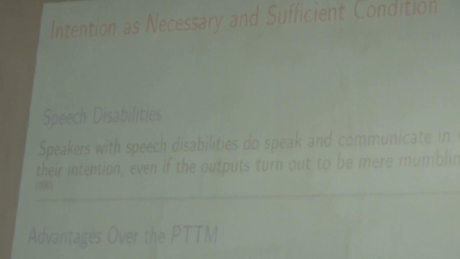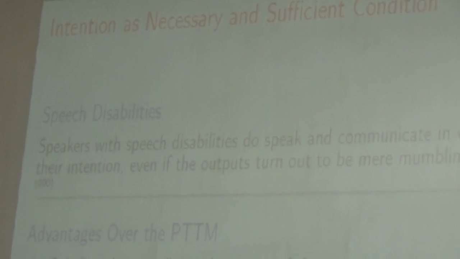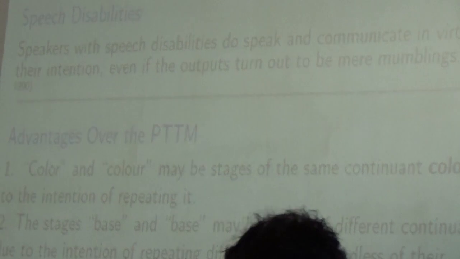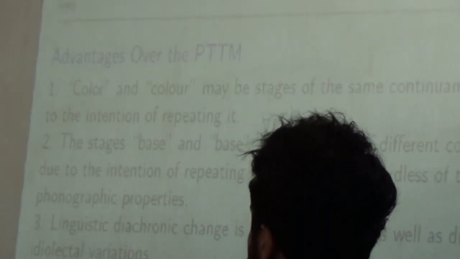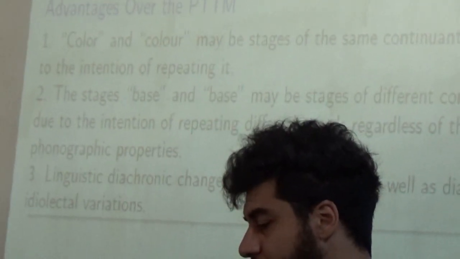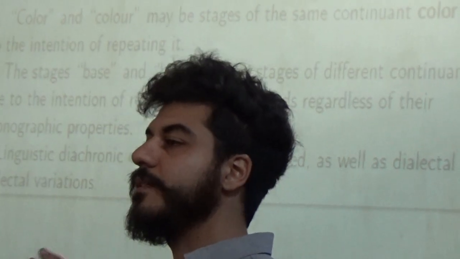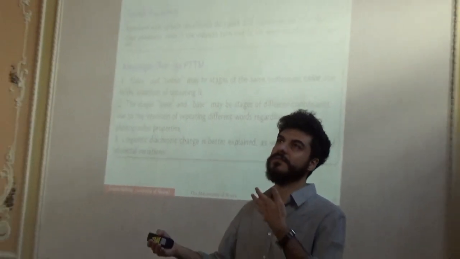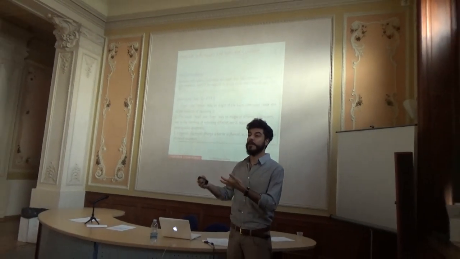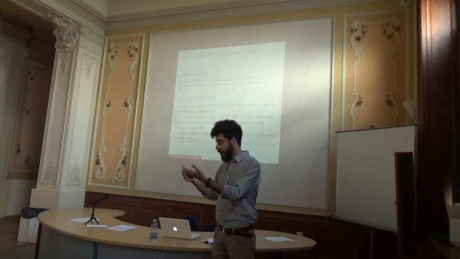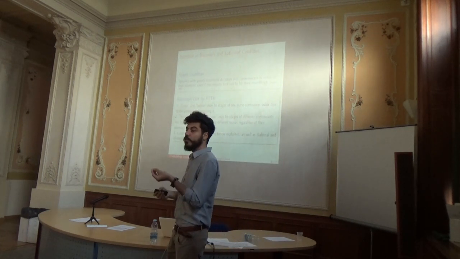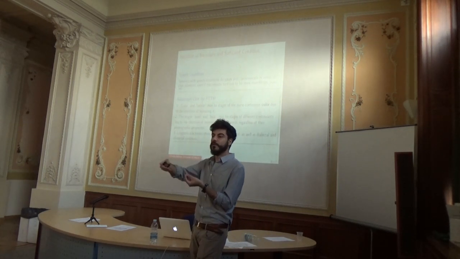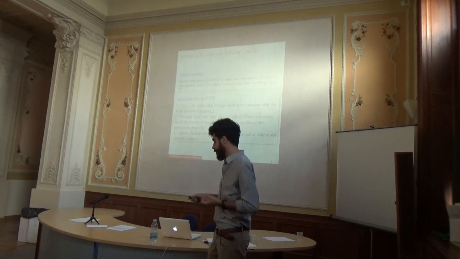And, on the other hand, linguistic diachronic change is better explained as dialectical and adialectal variation. In this case, we can use the idea of a single entity undergoing change. So, change in the shape need not suggest a replacement by a word of another. You can keep the notion of a single word, a single continuant undergoing a change during time. Okay.